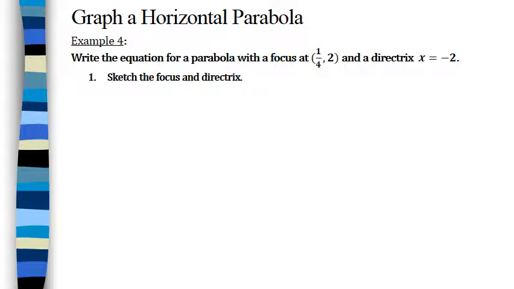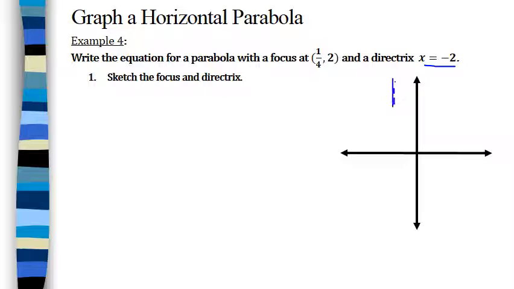Okay, so we don't always have to graph the parabola. We can also write an equation just given the focus and directrix. But in order to do that, we're going to want to at least sketch where we are. So if I have a directrix at x equals -2, my directrix is going to be somewhere in this vicinity. So x equals -2. And my focus is at 1/4, 2. So looking somewhere here, 1/4, 2.